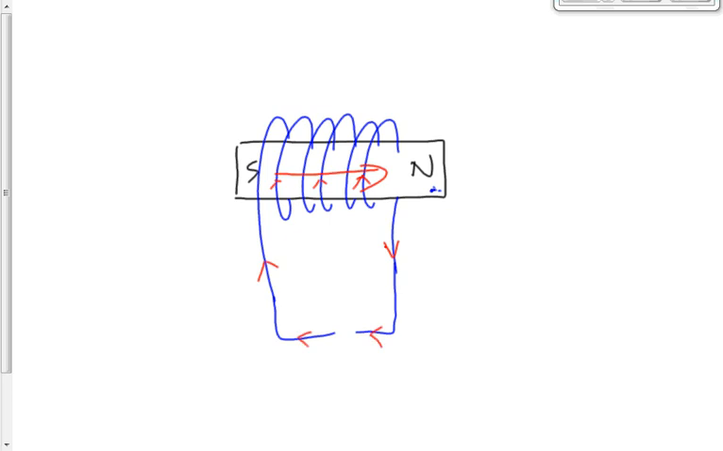Which end is short, which end is long? This one's going to be long or short? So it's going to be short. That's the negative end, and that's the positive end. Is that okay?